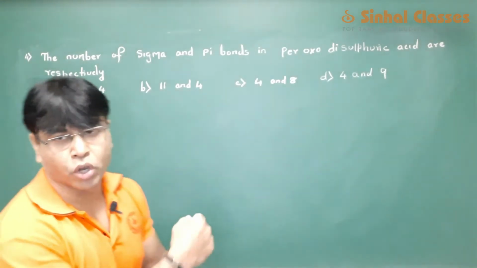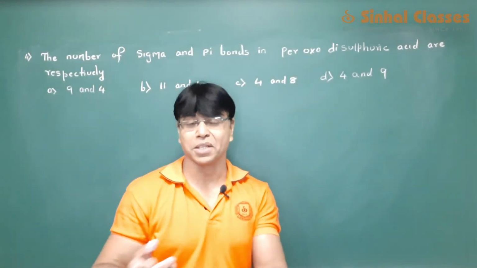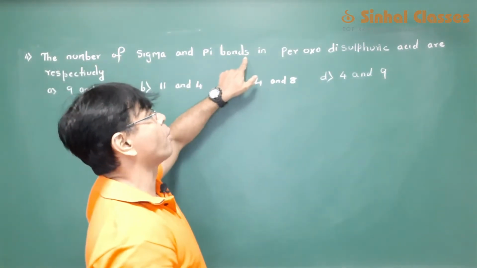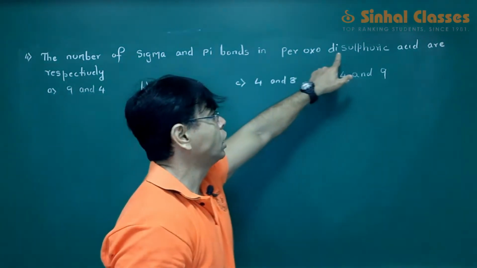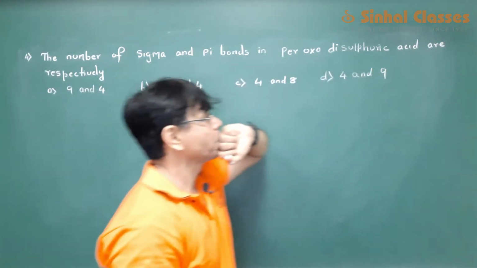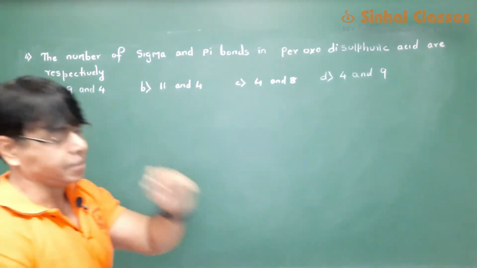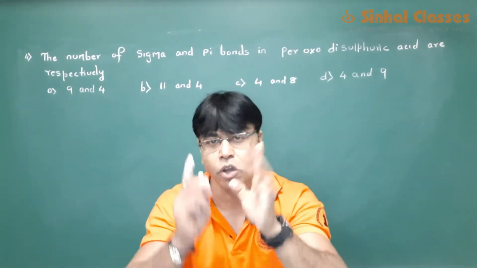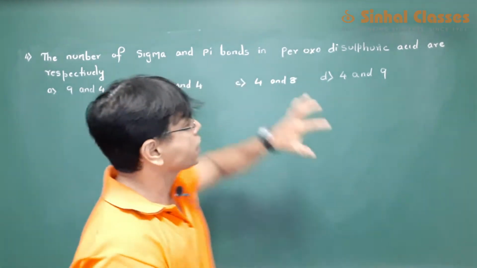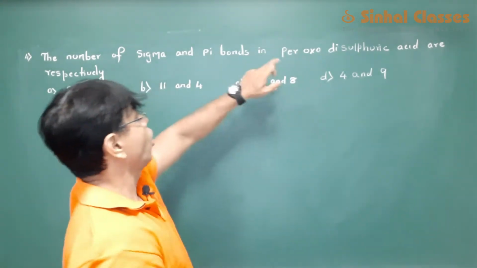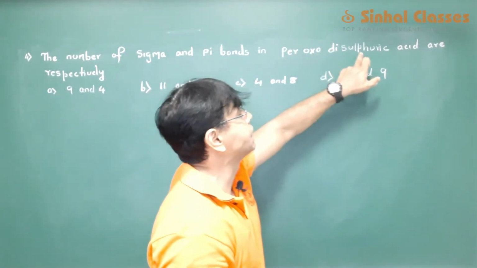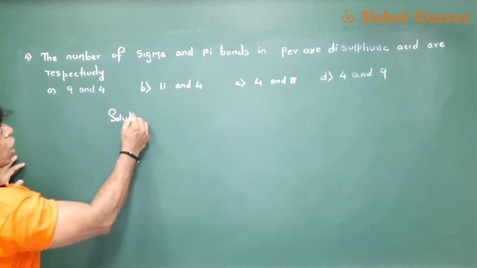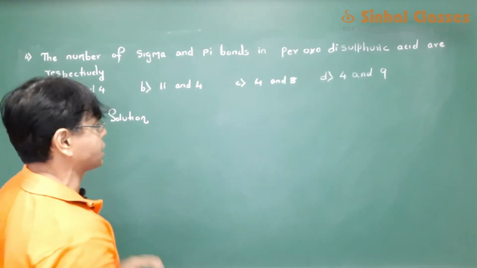Okay students, we come to one more question. Now this is a very simple one. It says the number of sigma and pi bonds in peroxodisulfuric acid are respectively. Between two atoms, the first bond formed is always sigma. Now for this question, you should be aware of the structure of peroxodisulfuric acid. What is the structure of peroxodisulfuric acid?